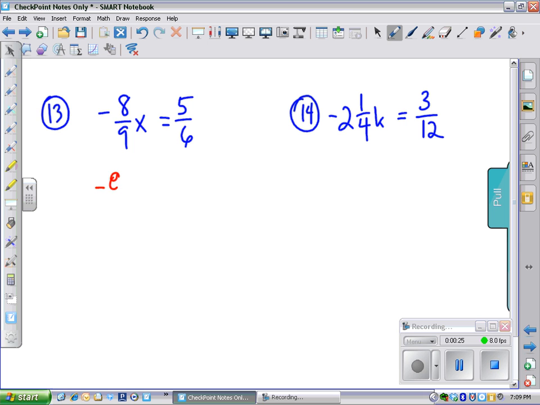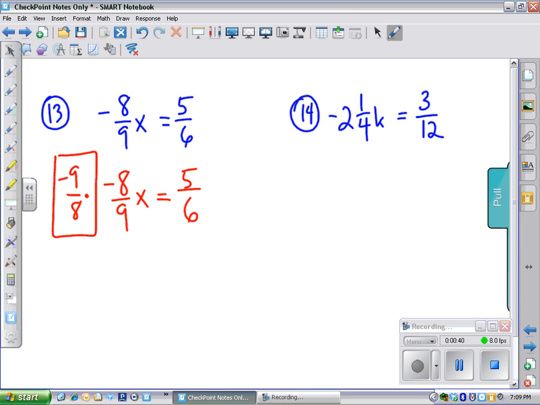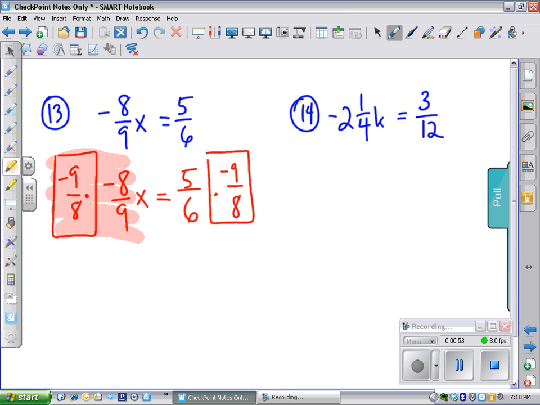We have negative 8/9 x equals 5/6. What we can do is multiply by the reciprocal, which is 9/8, and we do that here. We also need to do that same thing on the right-hand side of the equation. That's the property of equality. But the idea that multiplying a fraction times its reciprocal will give us 1 is going to allow us to clear that fraction out and away from our variable.